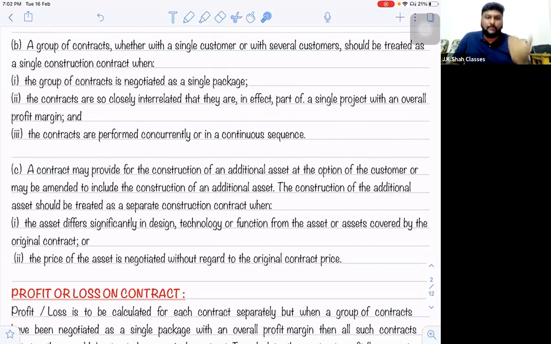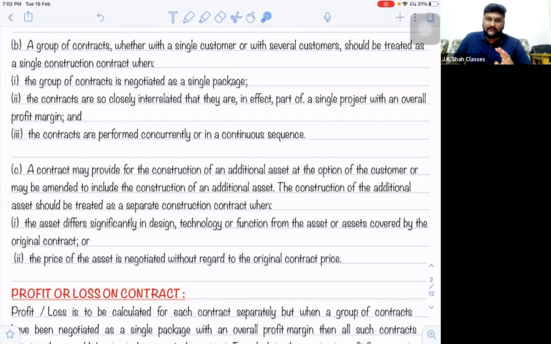Because obviously you are going to get paid for that 3 kilometers also, but in the same proportion as you got paid for the 5 kilometers. So separate negotiations and all are not required. You will be paid in a similar manner only. So it is not a separate construction contract to be treated.